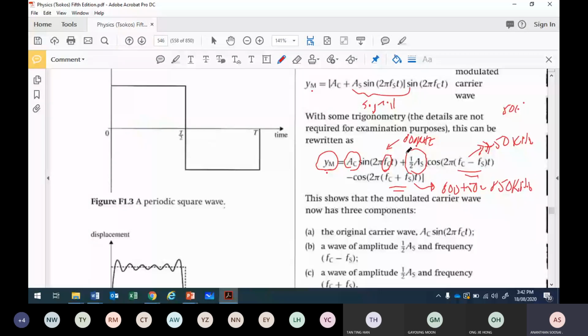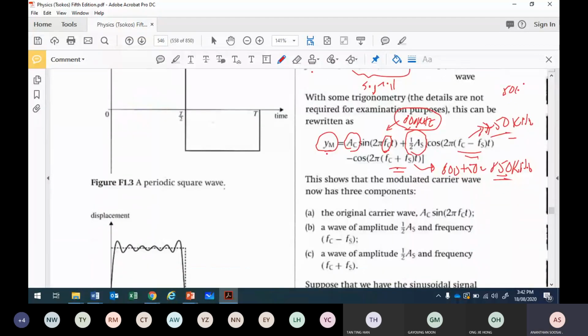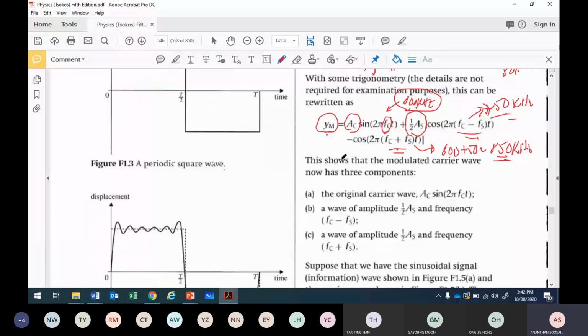The actual carrier frequency is 800 kilohertz. But it has another two signals at the side, whose frequencies are 750 and 850. These two frequencies with a certain amplitude are called sidebands. This shows that the modulated carrier wave has three components. The original wave has this FC frequency with amplitude A. The other two have frequencies FC minus FS and FC plus FS. These two are called sidebands.